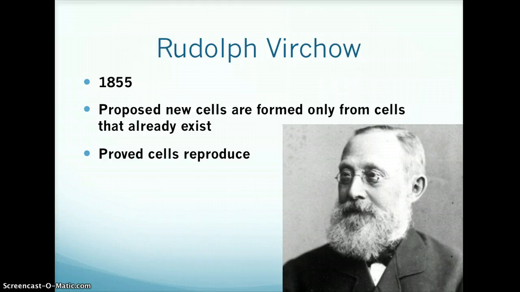In 1855, Rudolph Virchow proposed that new cells are formed only from cells that already exist, therefore proving that cells reproduce.